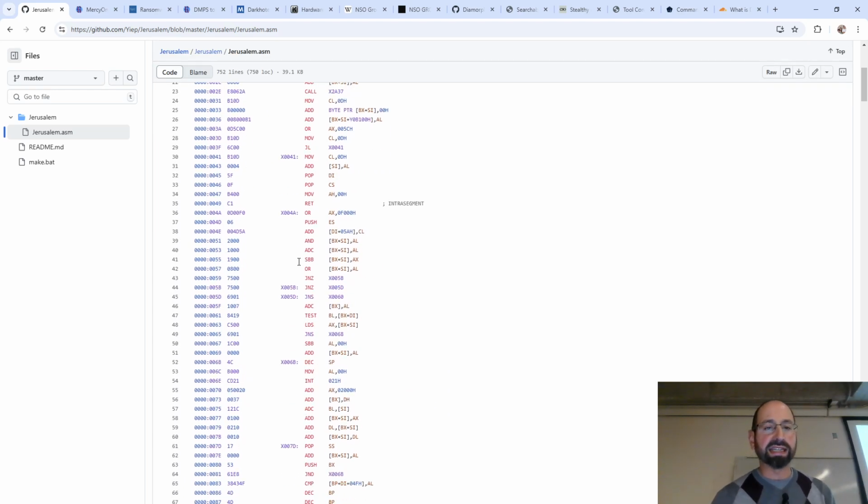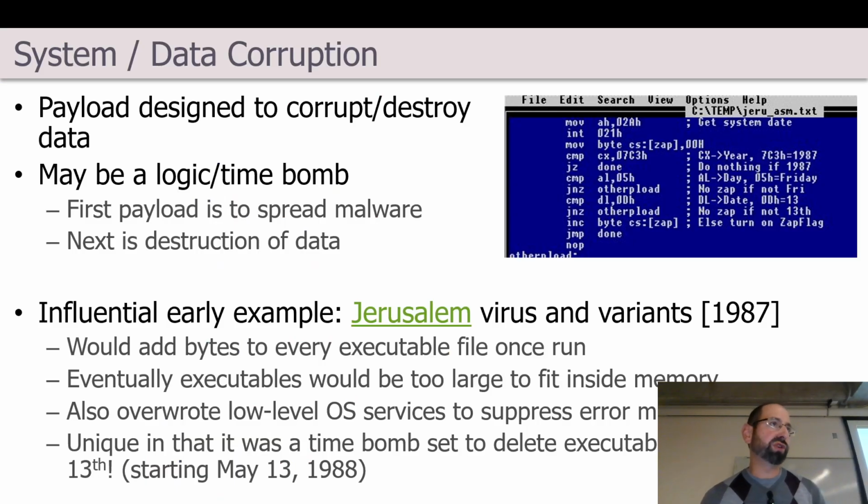So it's just straight x86 assembly code, where the payload was effectively to monitor every other executable being run on the system. And when that executable was executing, it would add some arbitrary bytes to the end of it. In terms of the trigger for that, by default, it was an instantaneous trigger, but it may not have been a noticeable trigger. It was always running, it was resident, it was adding arbitrary bytes to every executable file once it was running.